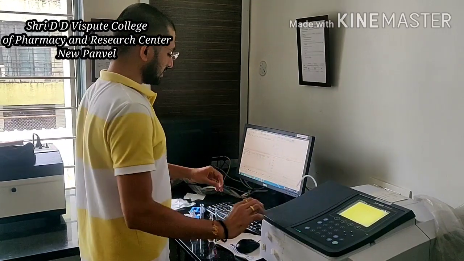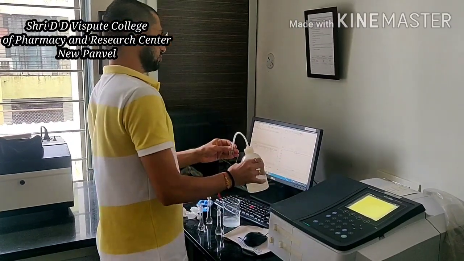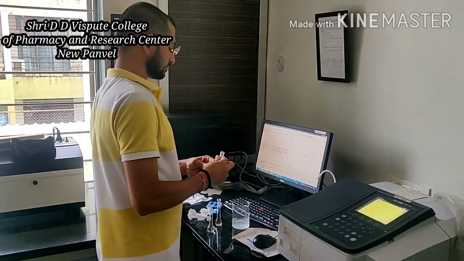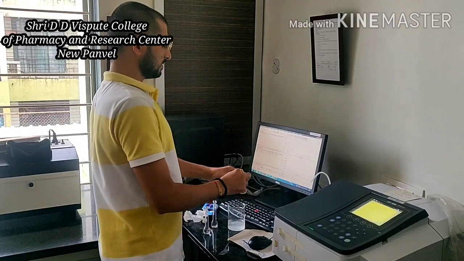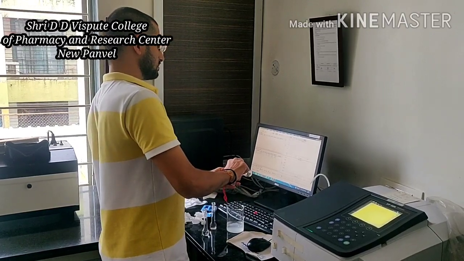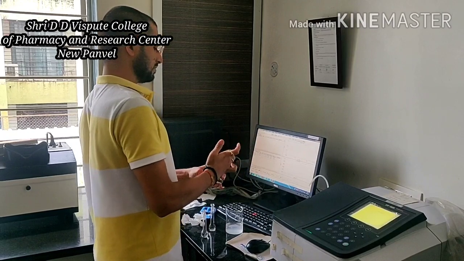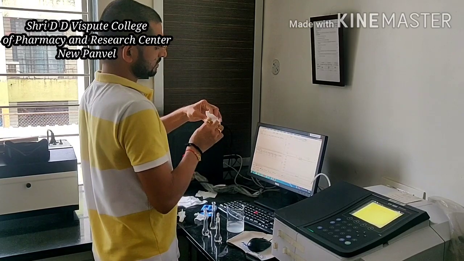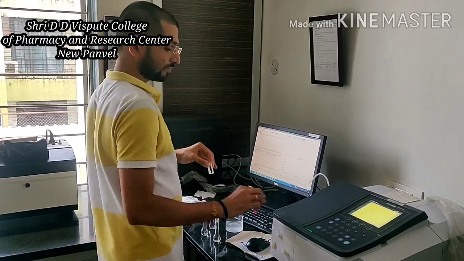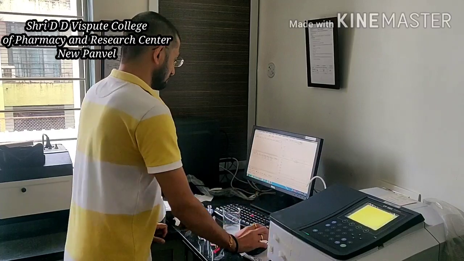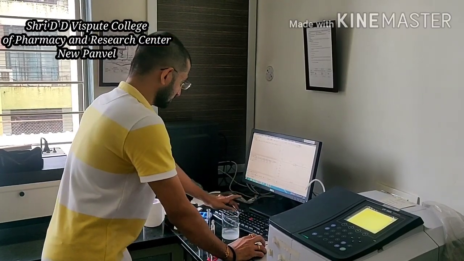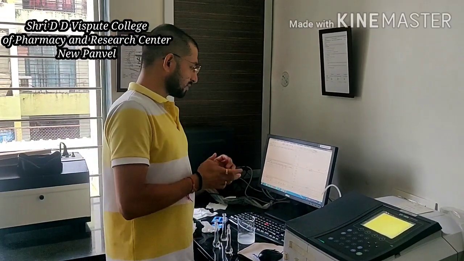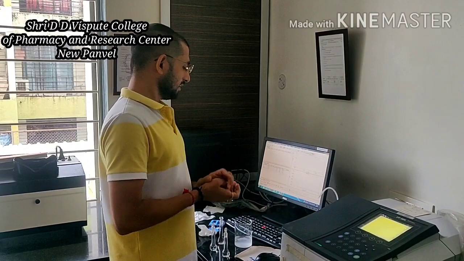Then lastly, measure the absorbance of your sample solution. Wash, rinse and fill with your sample solution. After the complete measurement of the absorbance, note down the readings and go for the calculation.